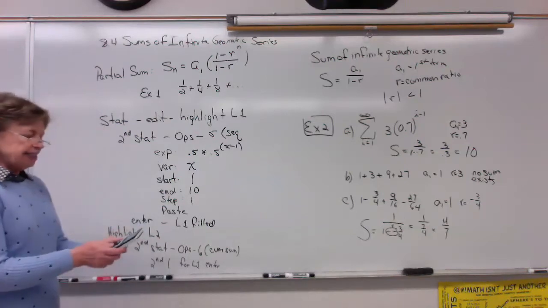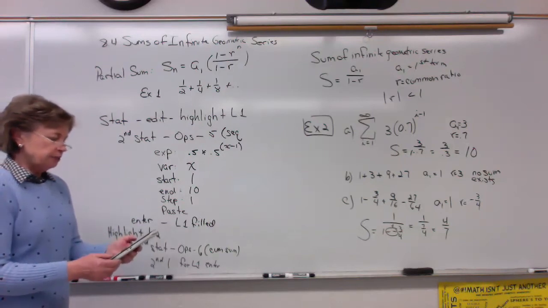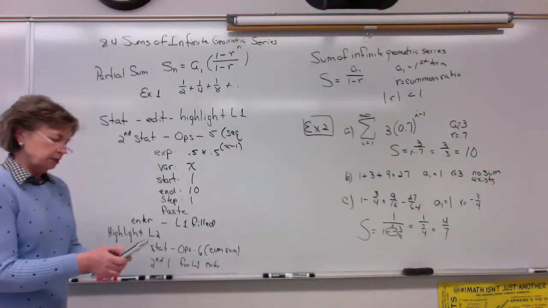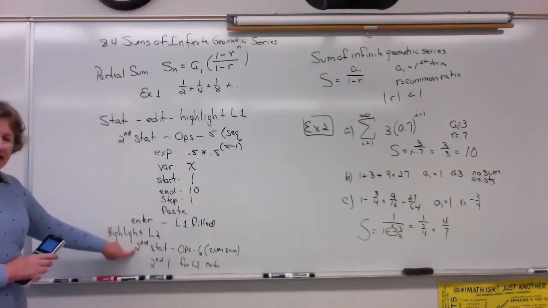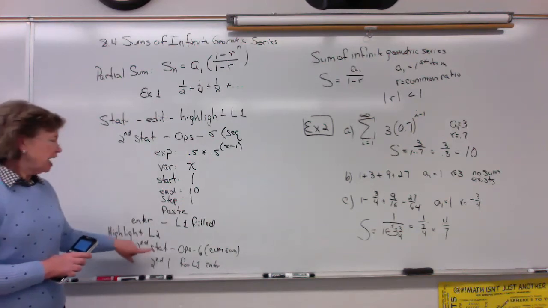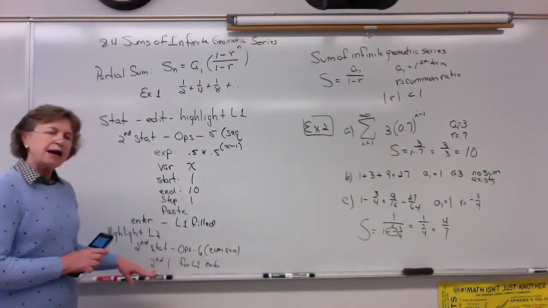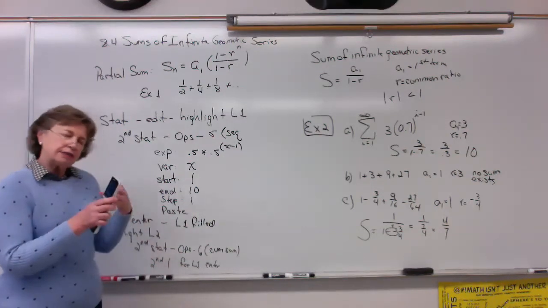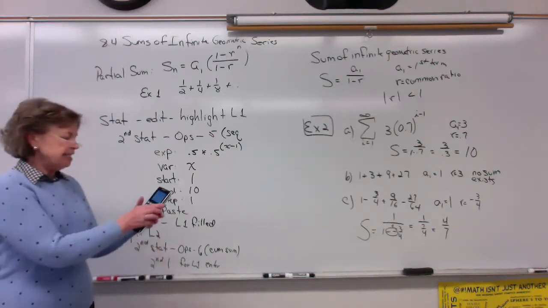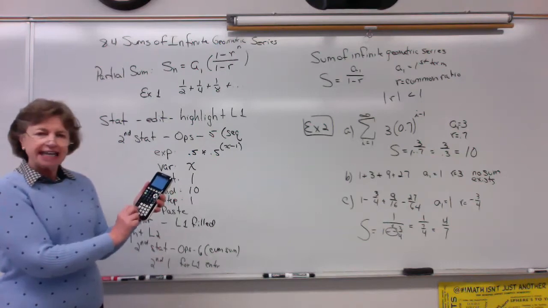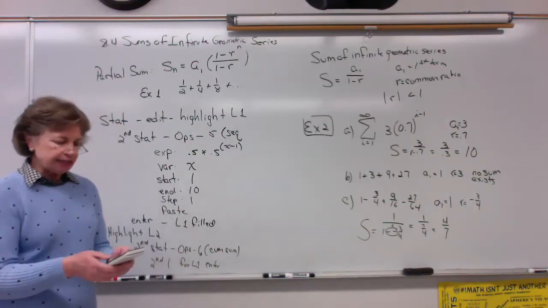And then I'm going to highlight list 2. Highlight list 2, and while that list is highlighted, you do second stat, and this time choose ops 6 for cumulative sum. And at that point, it'll be asking you which list to look for. So you're doing second and the number 1. And if you look in blue, that says L sub 1. And so I'm pushing enter after I've entered that, and out should come the sums.